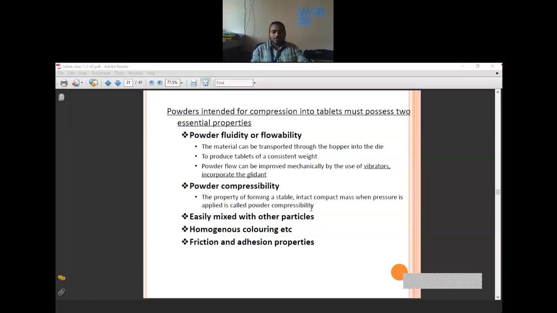So why is powder compressibility important? It is the property of forming a stable, intact, compact mass when pressure is applied. When we place the granules between two punches in a die, after proper impact it will form a tablet. If the impact is not proper, it will not form the tablet. We do not get proper hardness or proper thickness of the tablet if compressibility is not up to the mark.